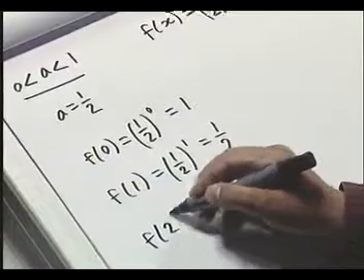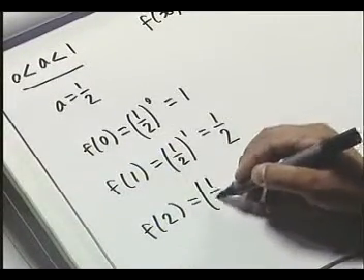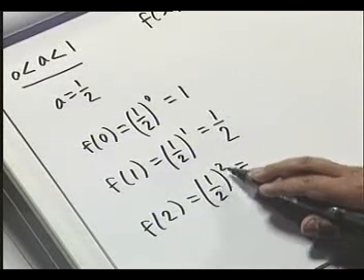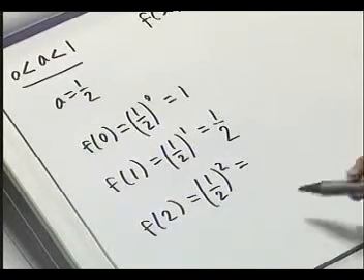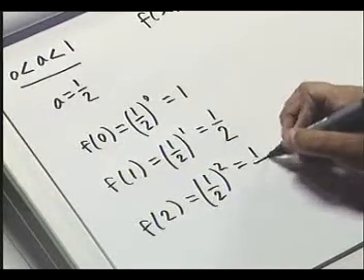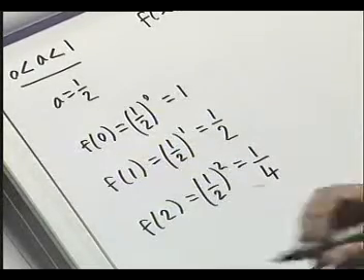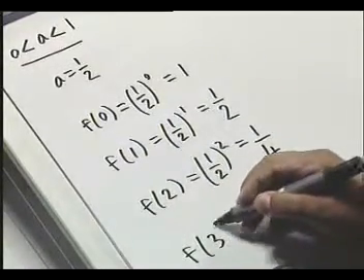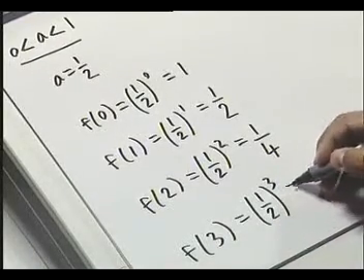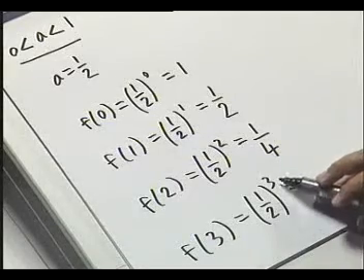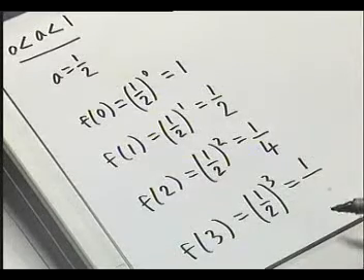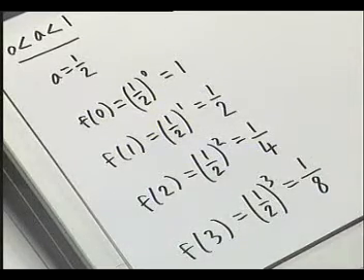F of 2 equals 1/2 squared. So on the top, that just gives us 1 squared, which is 1. And on the bottom, 2 squared, which is 4. So we end up with 1/4. And f of 3 is equal to 1/2 cubed. So on the top, we get 1 cubed, which just gives us 1. And on the bottom, 2 cubed, which gives us 8. So we end up with 1/8.